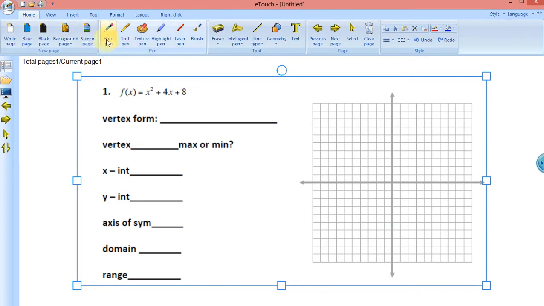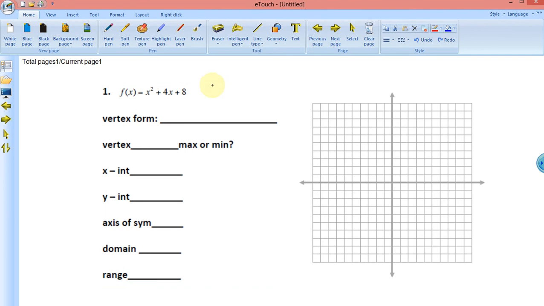Let me take my pen now. So I have x squared plus 4x.